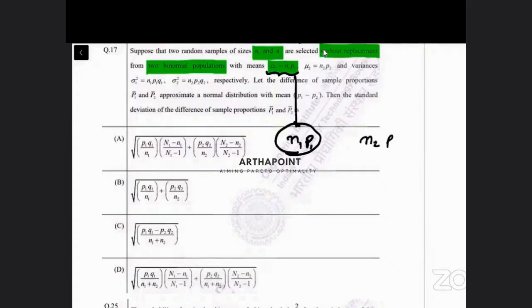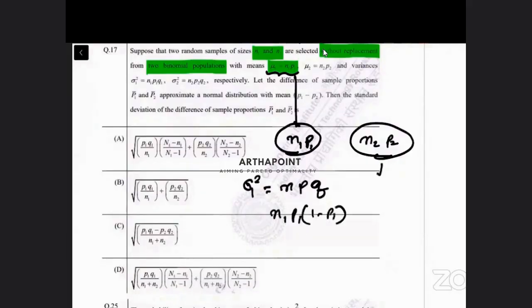N1P1 and N2P2. And the variance is given by NPQ, right? So it will be N1P1 (1 minus P1) and N2P2 (1 minus P2). These are the variances of the binomial populations. Now we want to test the hypothesis on P1 minus P2.